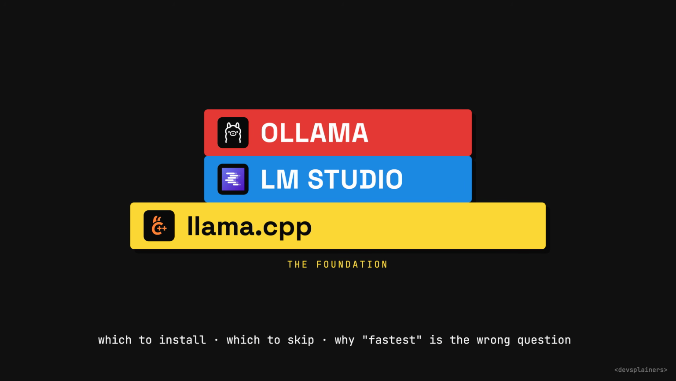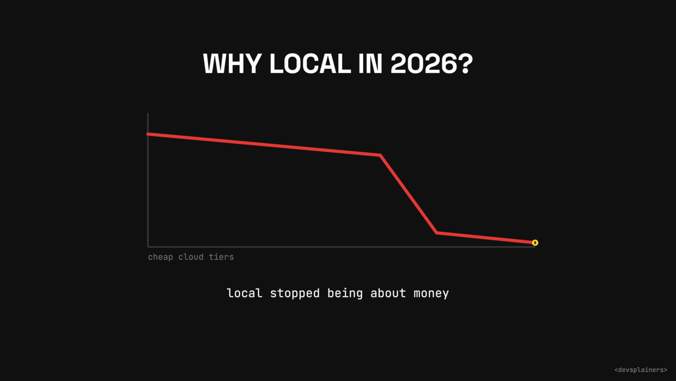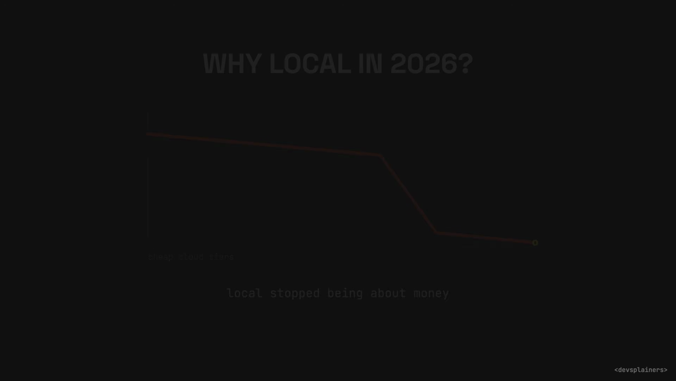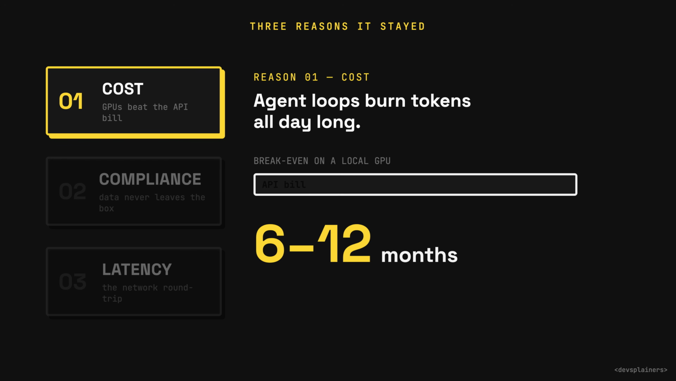Let's settle this. First, why run a model on your own machine at all in 2026? The cheap cloud tiers basically collapsed. You can get a token for a tiny fraction of a cent now. So for small one-off tasks, local stopped being about money. But three reasons didn't go away. 1. Long agent loops. A coding agent chewing through a couple million tokens a day adds up. And a graphics card you already own pays for itself against the API bill in 6 to 12 months.